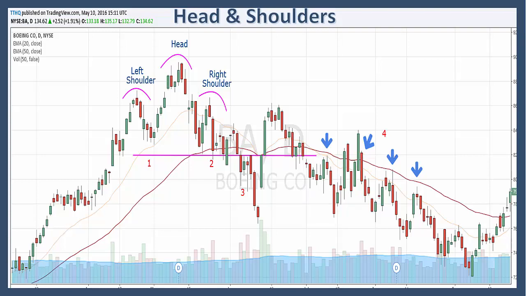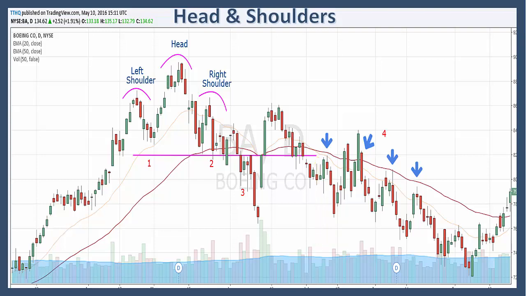After confirming the break in the neckline, the projected price target is found by measuring the distance from the neckline to the top of the head. This distance is then subtracted from the neckline to reach a price target. Any price target should serve as a rough guide, and other factors should be considered as well. These factors might include a previous support level, Fibonacci retracements, or maybe a long-term moving average.